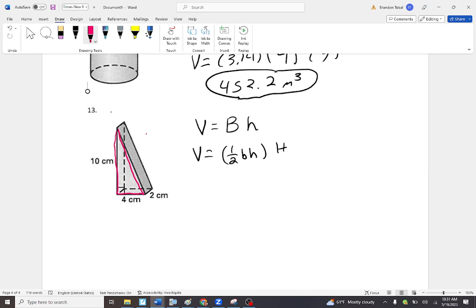So this here is the base of the shape. So volume equals 1/2 the bottom of this triangle, which is 4, times the height of this triangle, 10.